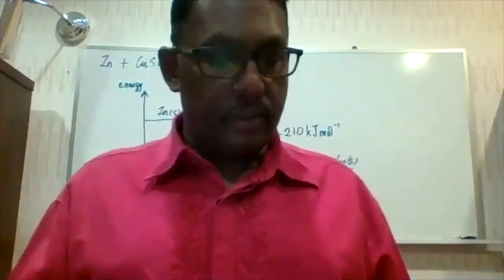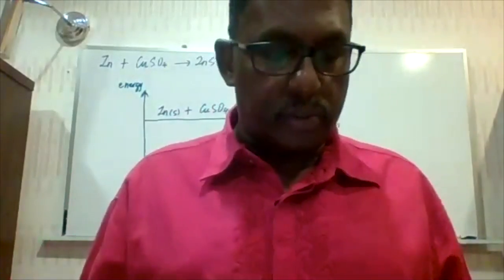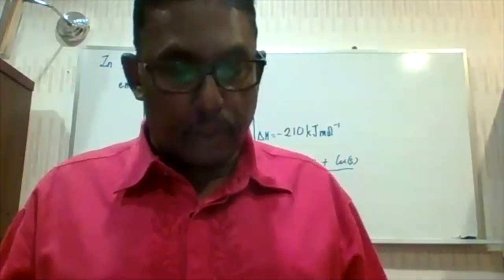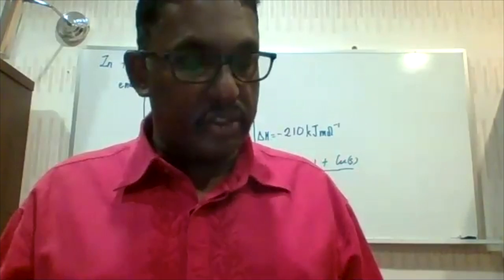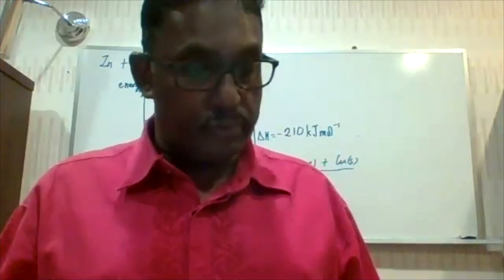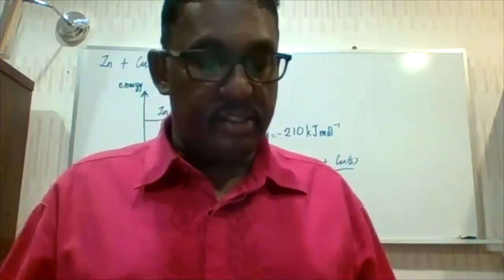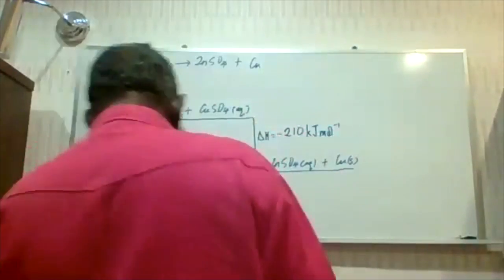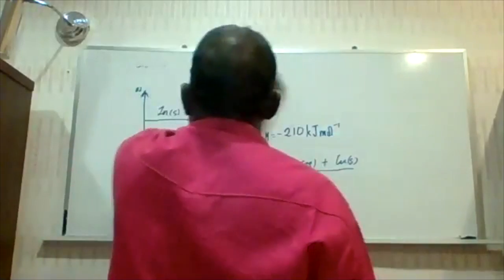Let me repeat that. A 100 centimeter cube of water is heated by burning a sample of ethanol. The heat released by the combustion is 10.5 kilojoules. What's the maximum increase in the temperature of water? Just as a revision, you must understand how this concept works.